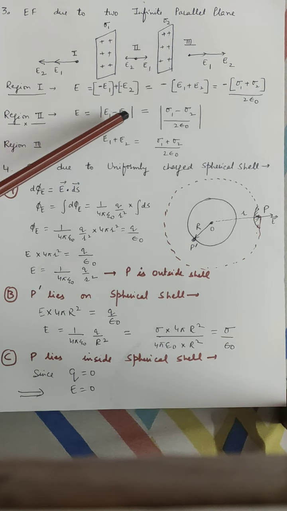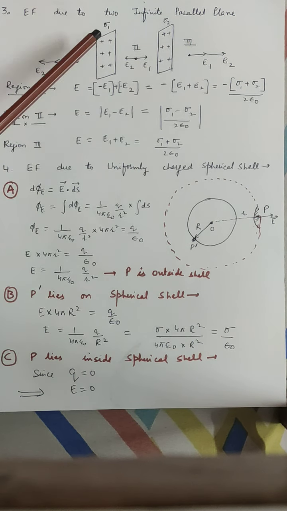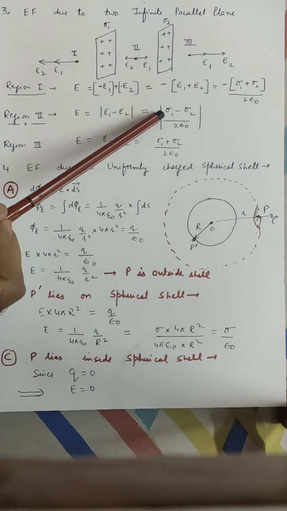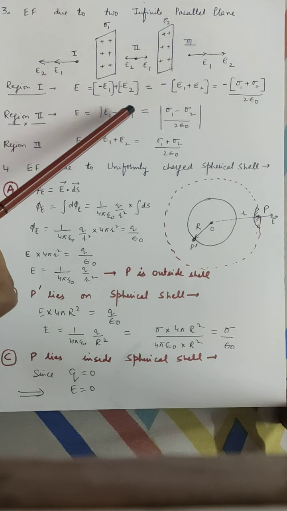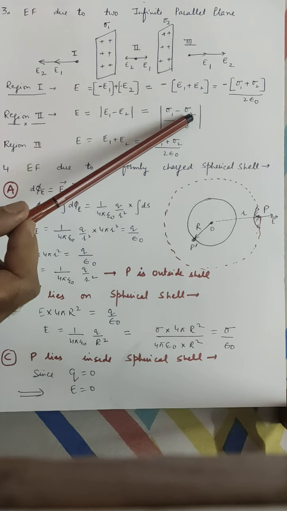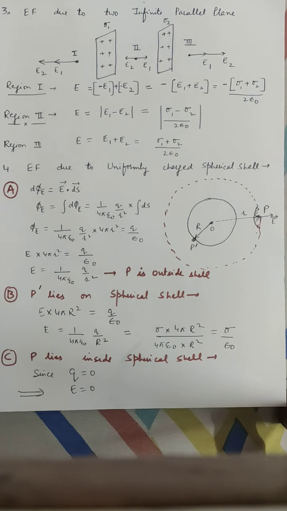Suppose the surface charge density sigma 1 is more than sigma 2. So it will be sigma 1 upon 2 epsilon naught, and this will be sigma 2 upon 2 epsilon naught. So it is sigma 1 minus sigma 2 upon 2 epsilon naught. So this was another application.